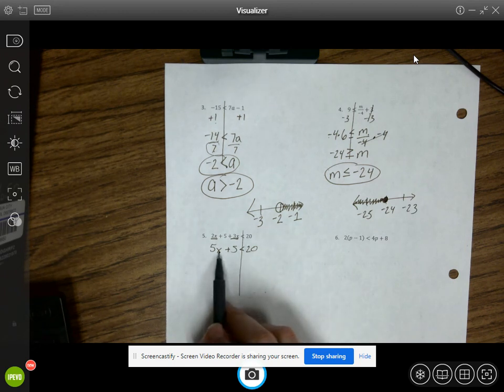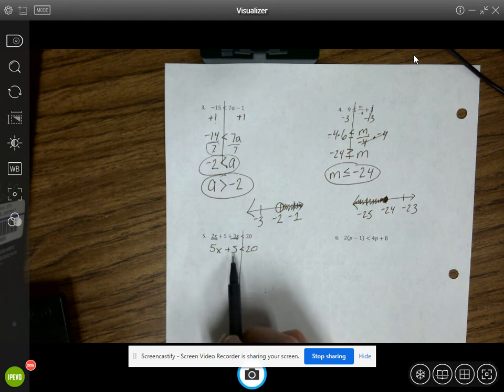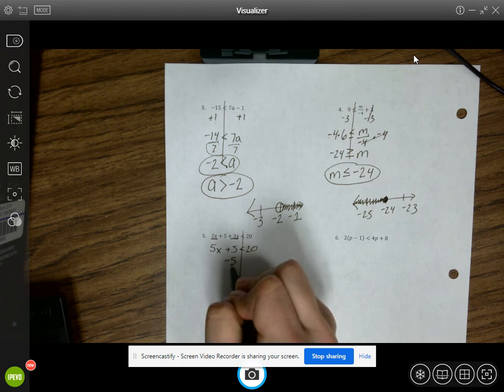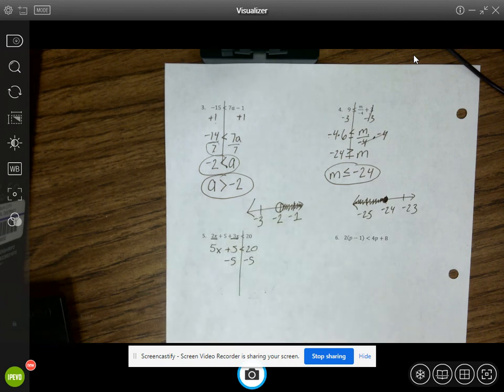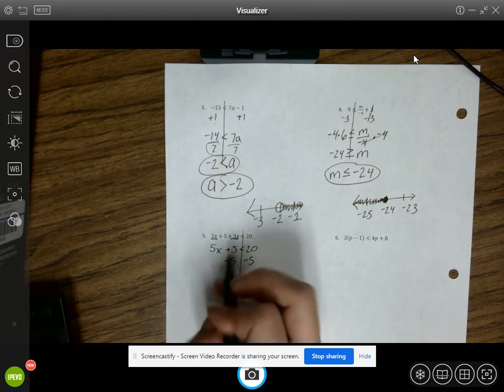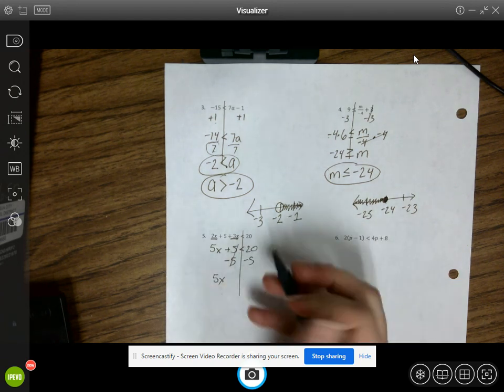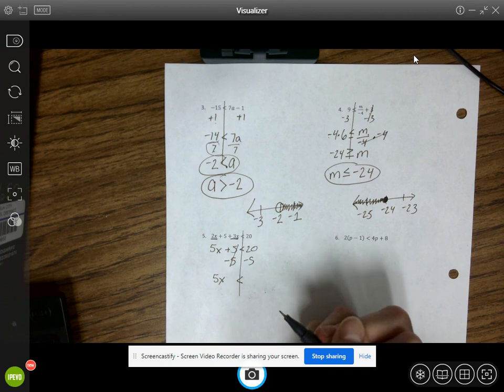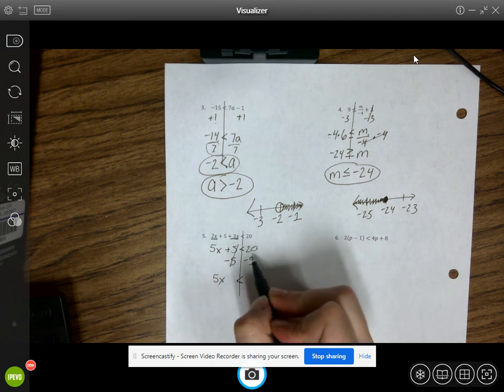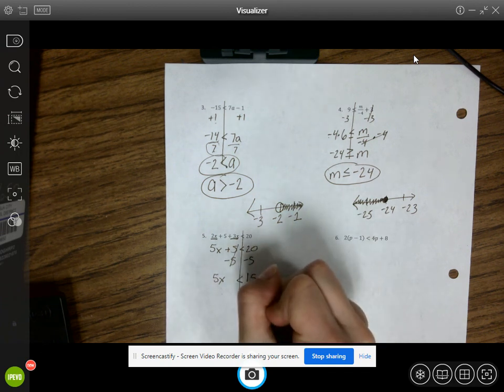I already have my variable on one side, so I now can move to add or subtract. I have plus 5. I need to subtract 5 from both sides. I'm going to bring down the 5x. My 5 minus 5 is gone. My symbol stays the same. And then 20 minus 5 is 15.